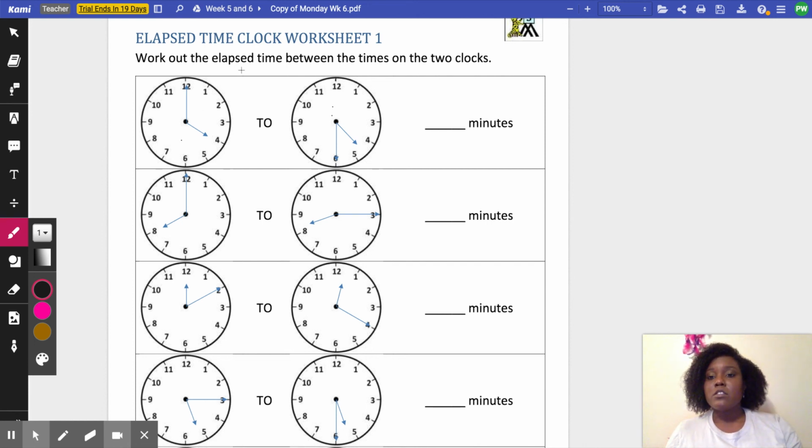So we are going to start with the first time on this first clock. The hour hand points to the 4 and the minute hand's at the 12. That means this is 4 o'clock. On this one, we have the hour hand in between the 4 and the 5, so it's still 4 something. It is 4:30.